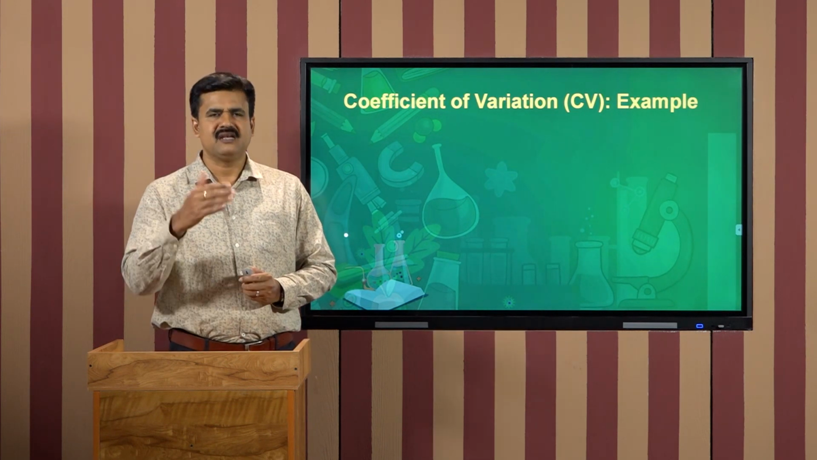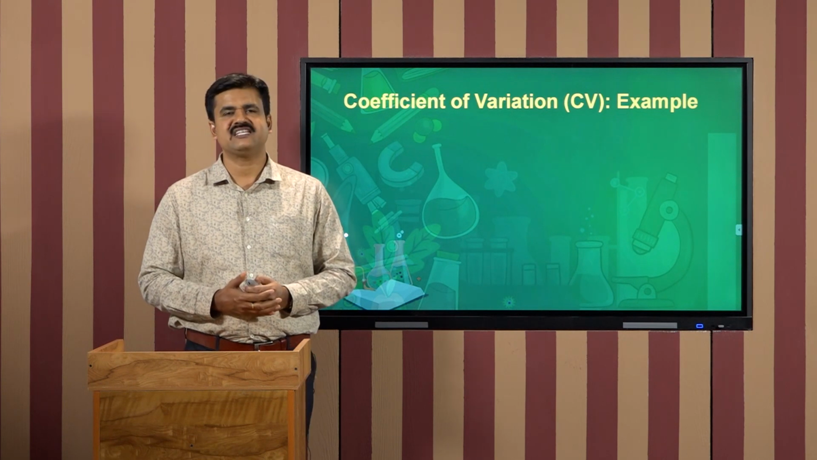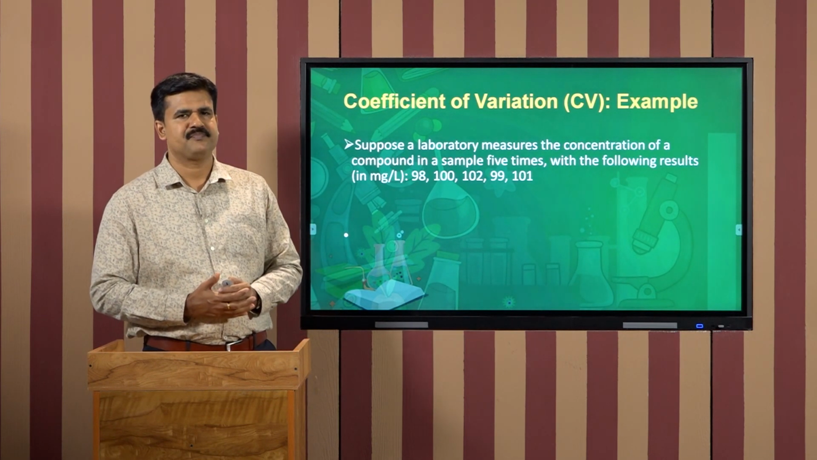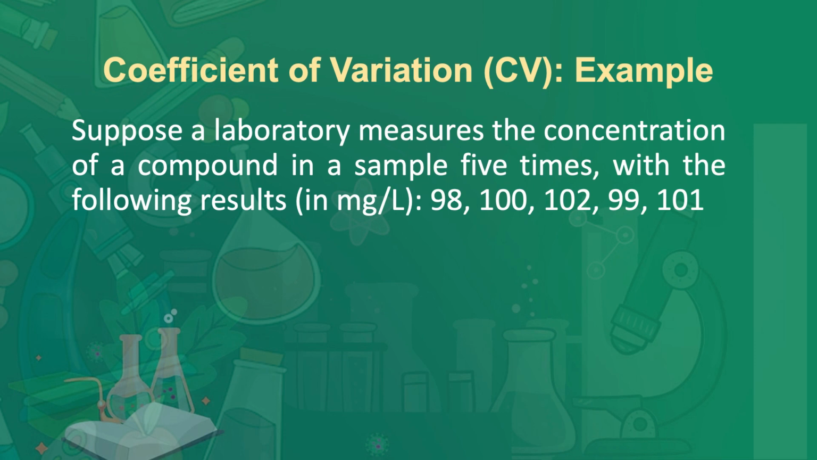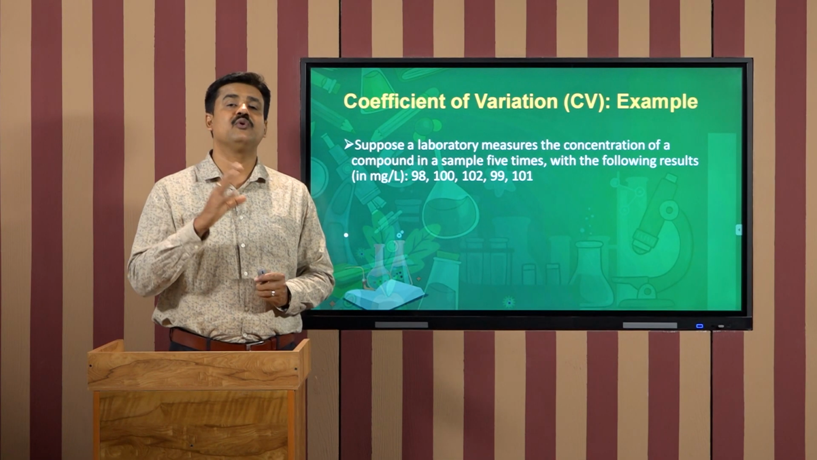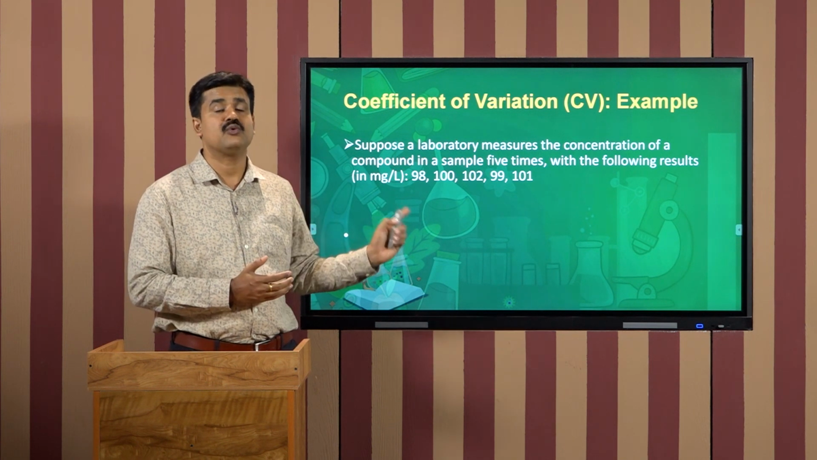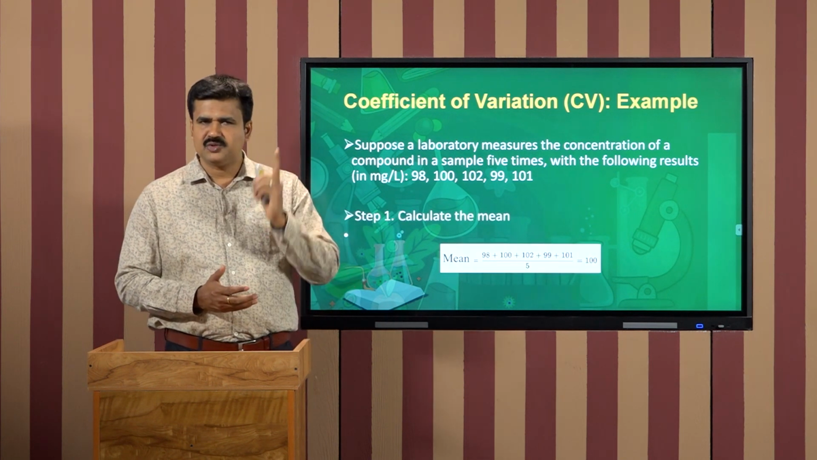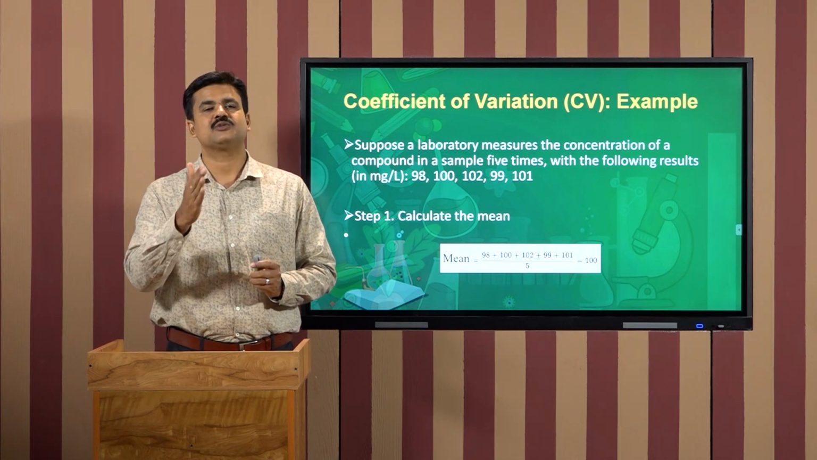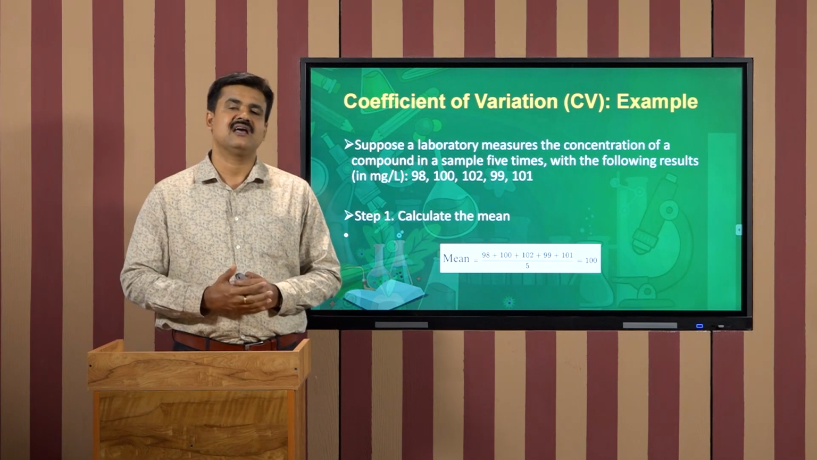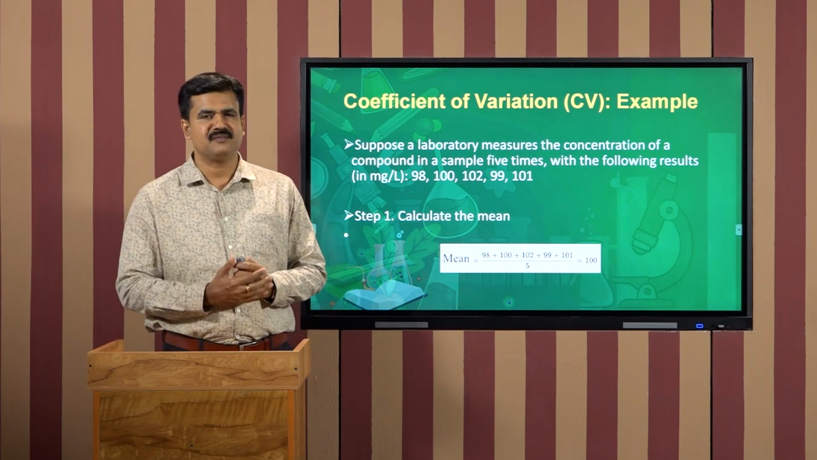Now, we are going to illustrate the calculation of coefficient of variation with the help of an example. Suppose a laboratory measures the concentration of a compound in a sample 5 times and the data obtained are shown here. The concentration is in milligram per liter and the data are 98, 100, 102, 99 and 101 milligram per liter, and we are going to evaluate the coefficient of variation of this set of data. To evaluate it, we have to proceed through different steps. The first step is the calculation of the mean. You know how to calculate the mean of the values.